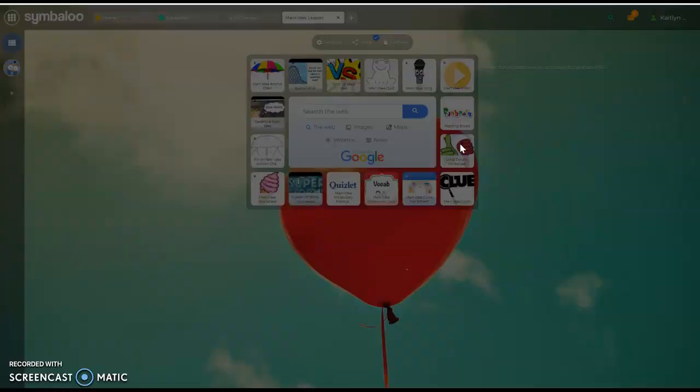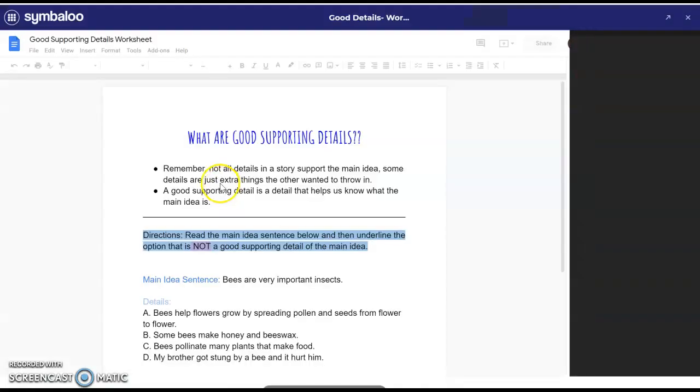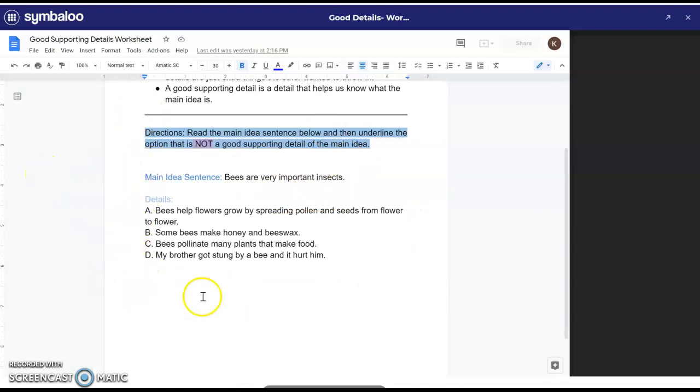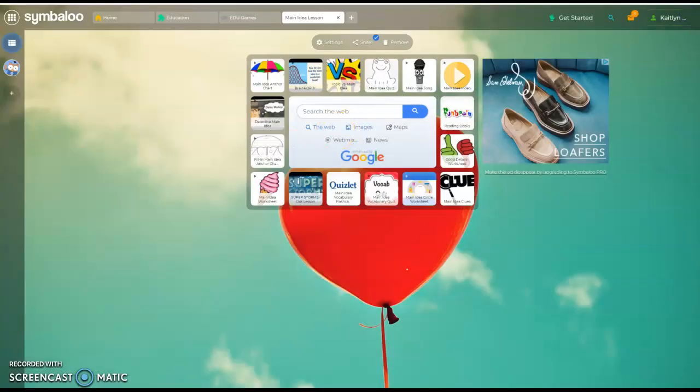And then finally, we have a good details worksheet. You're going to have a main idea sentence and then 4 details, and you're going to underline the one that does not fit, is not a good supporting detail of this sentence. And that's all.